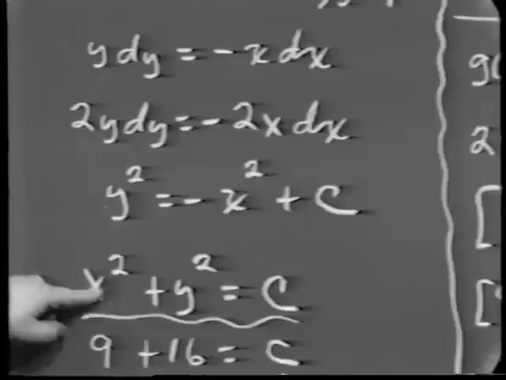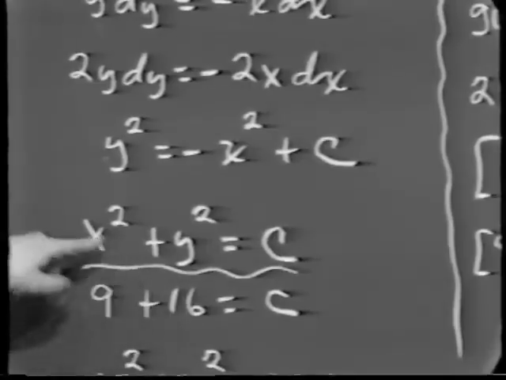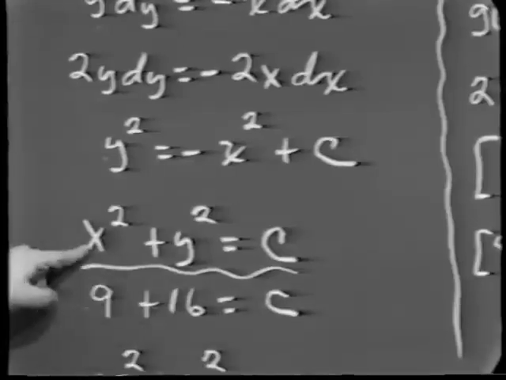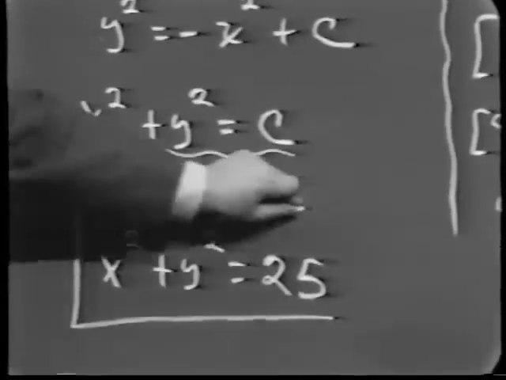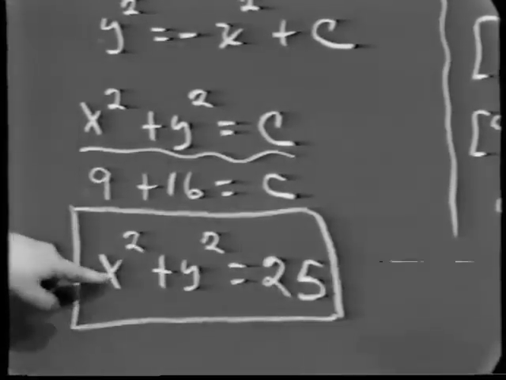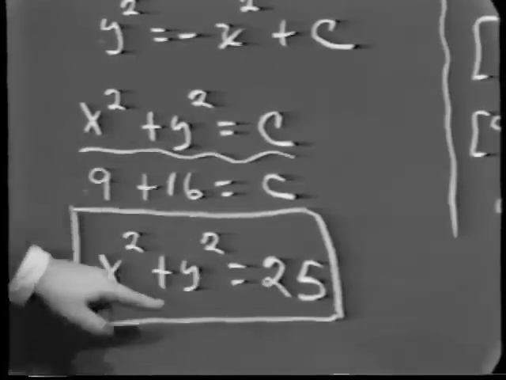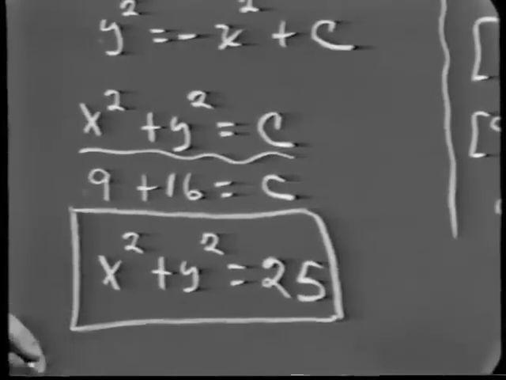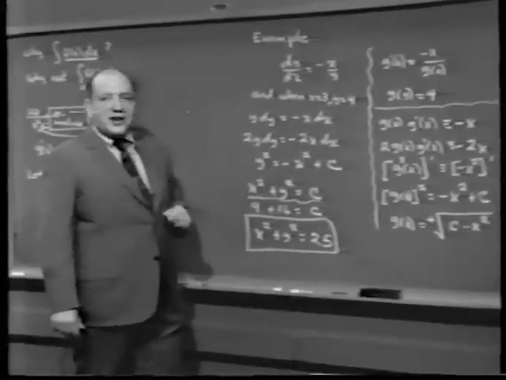Knowing that when x equals 3, y equals 4, I can determine that the constant must be 25 when x equals 3 and y is 4. But since it's a constant, if it's 25 when x equals 3 and y equals 4, it's 25 every place. And again, if you want a geometric interpretation of this, the circle centered at the origin with radius equal to 5 is the only curve in the whole world whose derivative at any given point is the negative of the x-coordinate over the y-coordinate and passes through the point 3, 4.